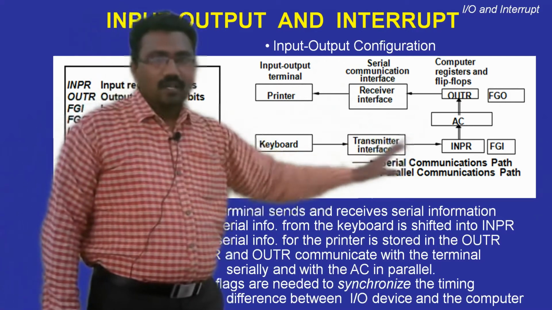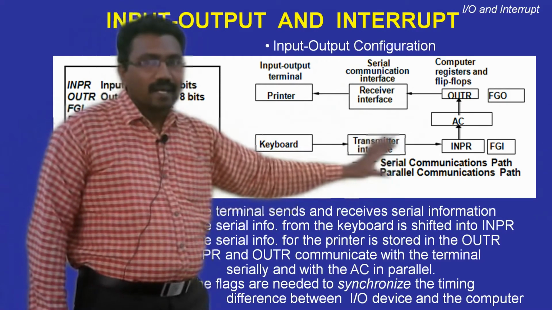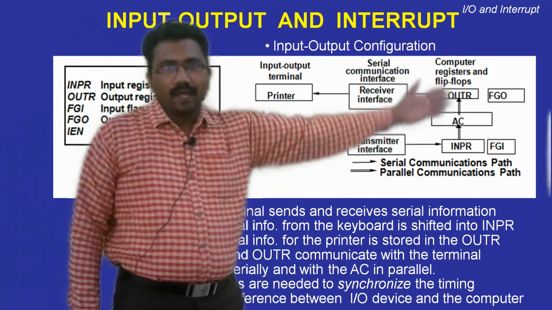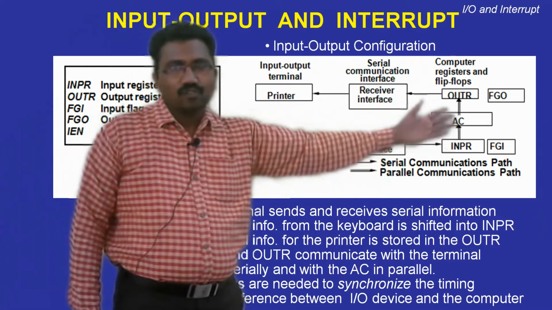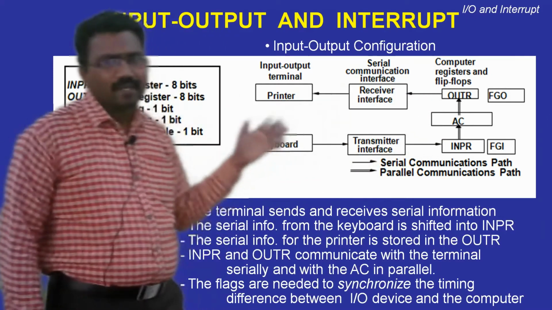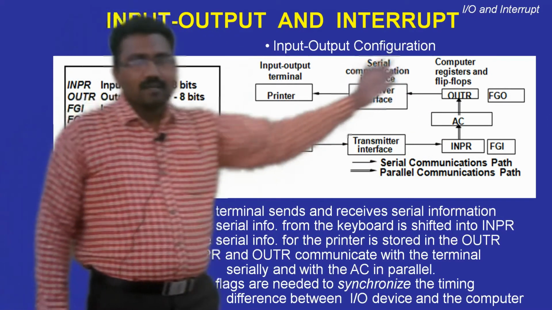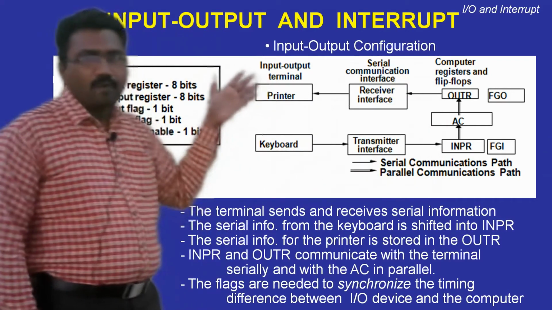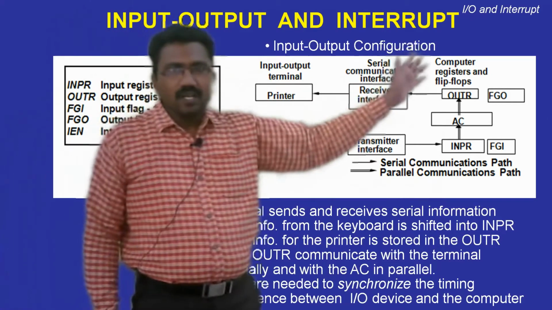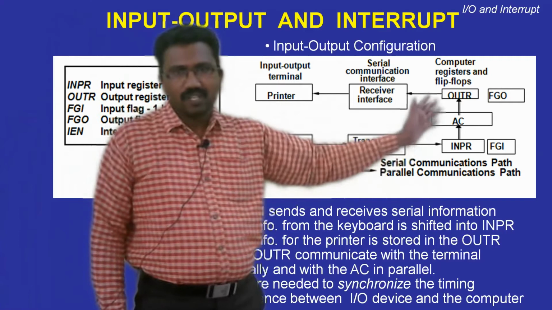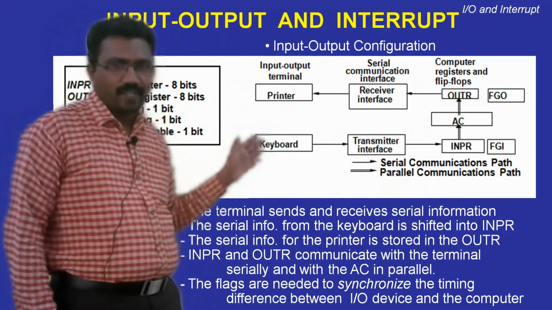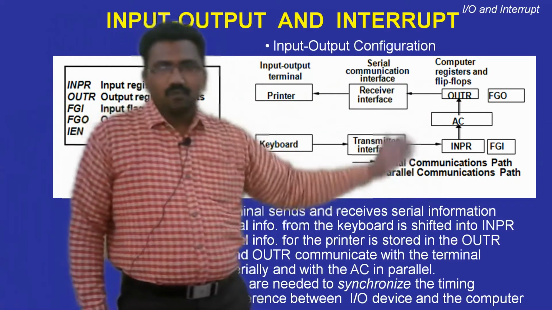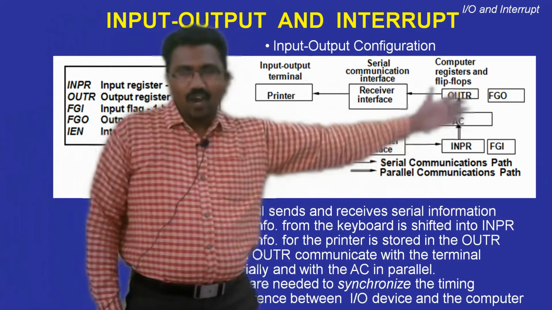Okay, so here is how the INPR receives the 8-bit character from the keyboard. Here there is a flag, FGI input flag, and FGO output flag. FGI and FGO, these flags are used to synchronize the timing difference between IO devices and processor registers, and you can say the computer. IO device timing is different and processor timing is different. The processor is very fast when compared to input and output devices. To synchronize the timing difference between IO devices and processor registers, we need this input flag and output flag.